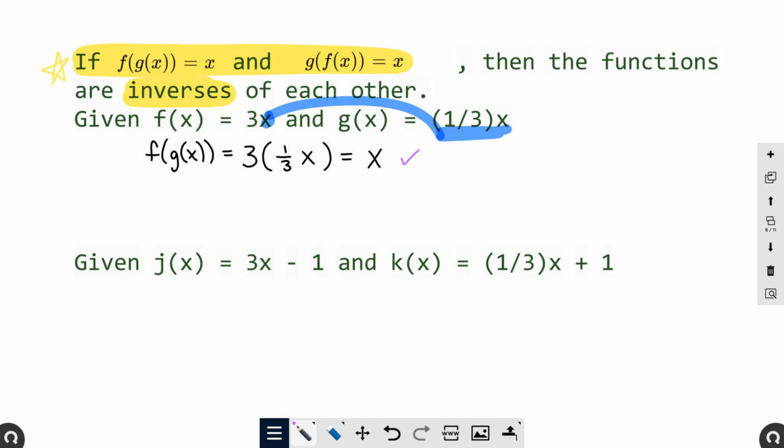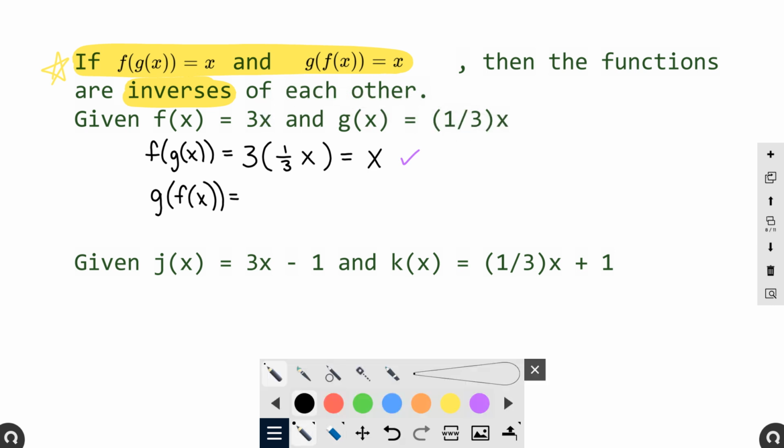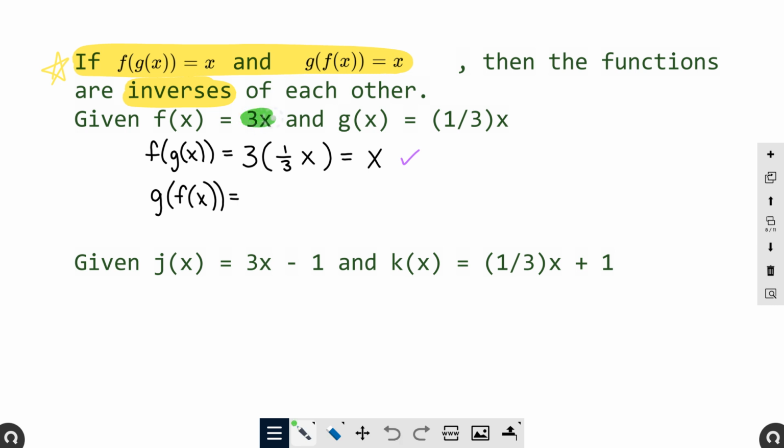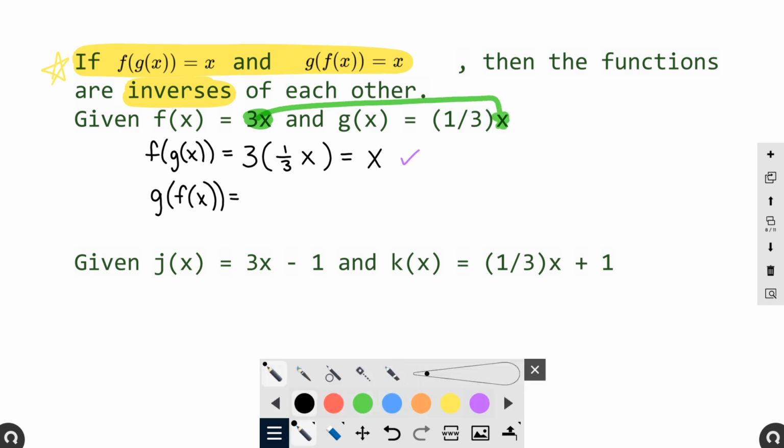Now we also need to check the other way. So now we're going to check g of f of x and see if that also gives us x. Both of those things have to be true for them to be inverses of each other. Now what's in the middle? F of x. So now we're going to go backwards. We're going to take what f of x is, which is 3x, and we're going to replace it with the x in our g of x equation.